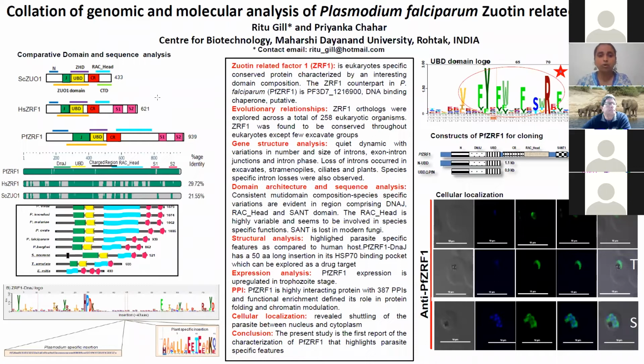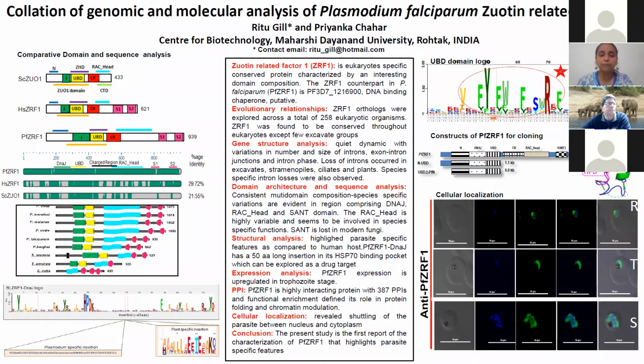We explored orthologs of ZRF1 across 258 organisms, and ZRF1 was found to be highly conserved except missing in a few exquisite groups. The multi-domain composition was observed consistently from lower to higher eukaryotes, although we could observe species-specific domain insertions, deletions, and modifications. For example, SANT domain is lost in fungi, oomycetes, ascomycetes, and basidiomycetes. Further, RAC head is highly variable in sequence and size. Species-specific insertions and deletions are prominent in RAC head, for example, in Plasmodium species.